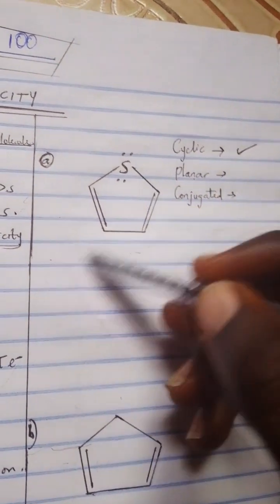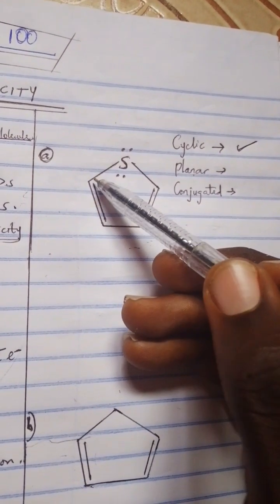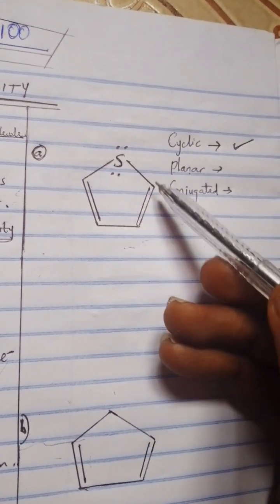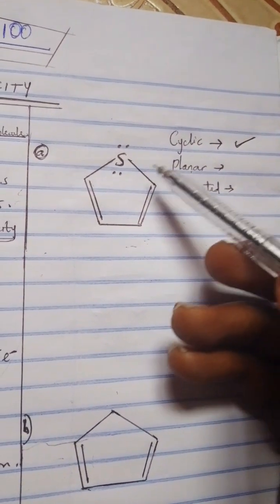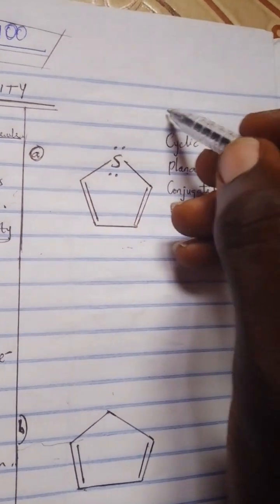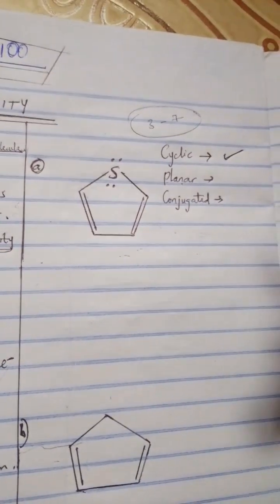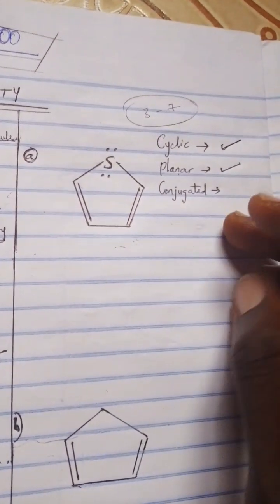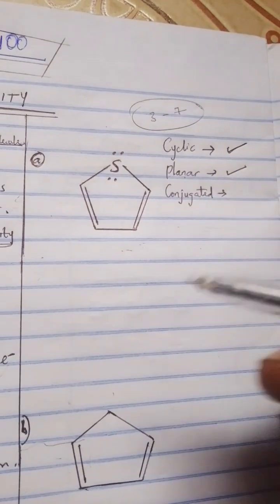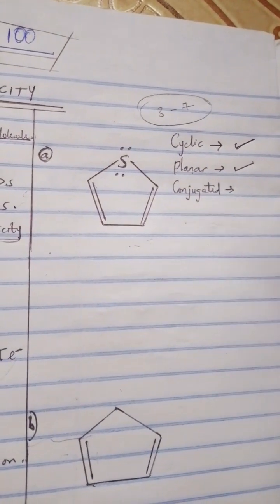Now to look at this compound, if you count the number of atoms at every edge, we have a carbon atom here, a carbon atom here, a carbon atom here. That's 2, 3, 4. This means that this compound is planar because it is within the 3 to 7 atoms rule. So hence it has ticked this one also. The last one is conjugated. Now it is a conjugated cyclic planar structure.